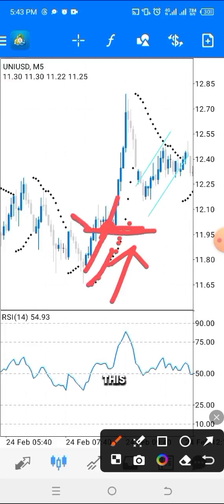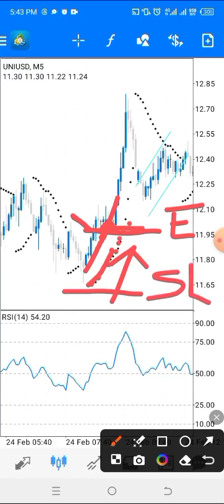So at this point right here, this is where you place your entry, this is where you enter. And then if you want to place a stop loss, you place a stop loss here. So your stop loss will be here. And your take profit, you take it 1:1 or 1:2. So 1:1 ratio, 1:2. So you can take profit around here.